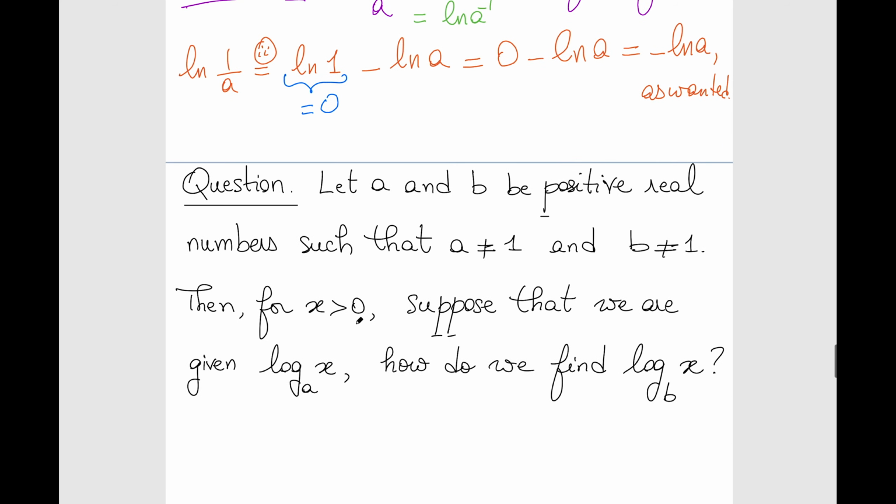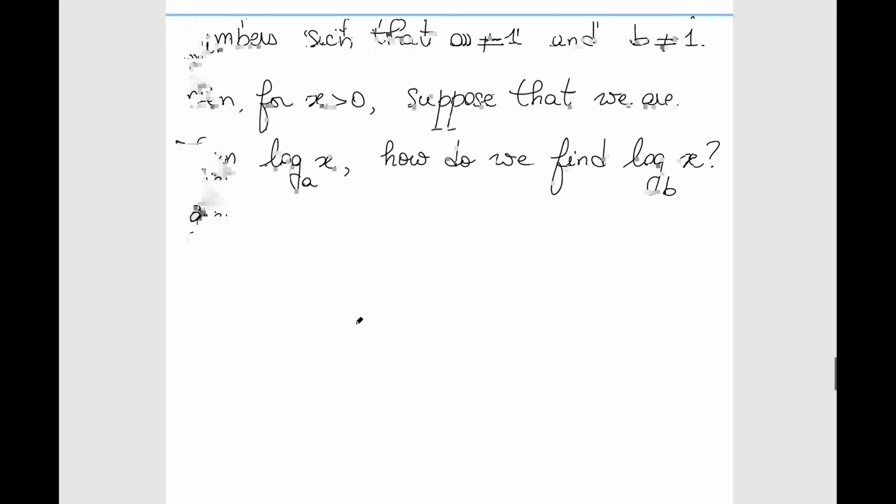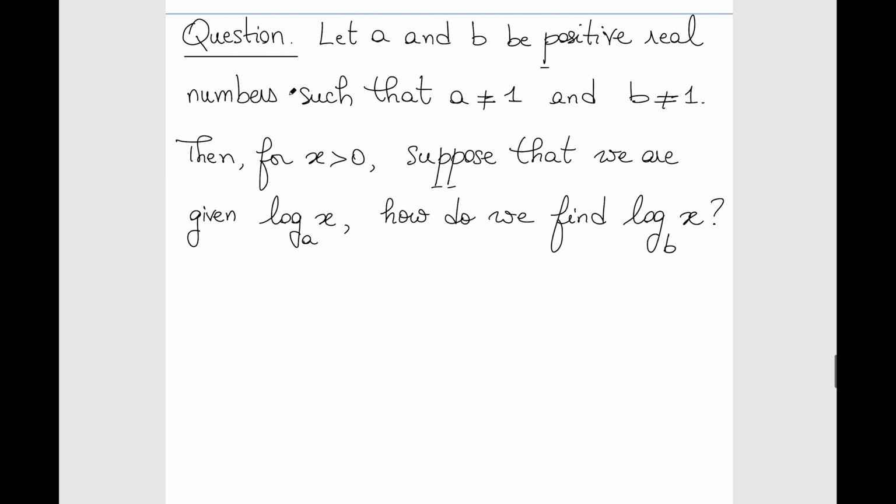Here's a question. Let a and b be positive real numbers such that a is not 1 and b is not 1.